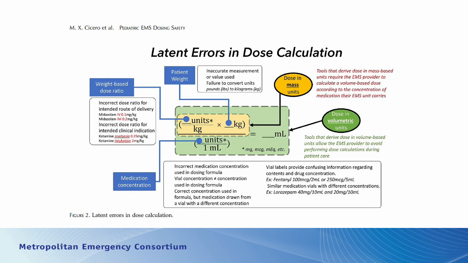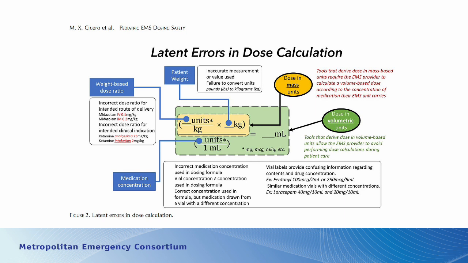Just looks at all the different ways you can make mistakes in calculating the doses of medications. This is particularly important in children, where you're going to do a dose per kilo, a dose per weight. If you look on the left-hand side, it says weight-based dose ratio. It talks about two different dosing schedules based on whether it's IV or IM, or whether, in the case of ketamine, it's for analgesia versus intubation. So you have to know exactly what you're doing.